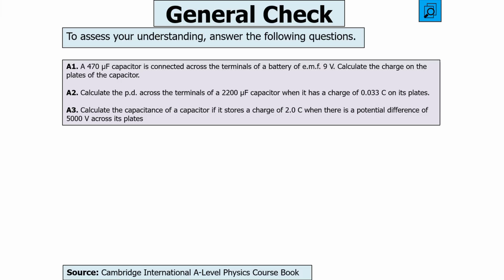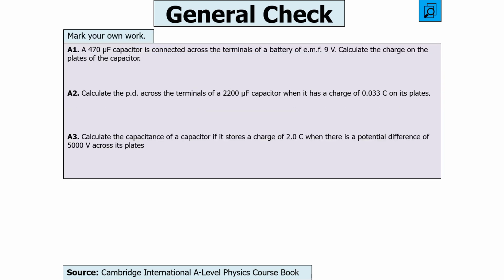The first question says, a 470 microfarad capacitor is connected across the terminals of a battery of EMF 9 volts. Calculate the charge on the plate of the capacitor. Secondly, calculate the potential difference across the terminals of a 2200 microfarad capacitor when it has a charge of 0.033 coulombs on its plates. And then finally, calculate the capacitance of a capacitor if it stores a charge of 2 coulombs when there is a potential difference of 5000 volts across its plates. So pause the video now, then unpause the video when you want to go through your answers.